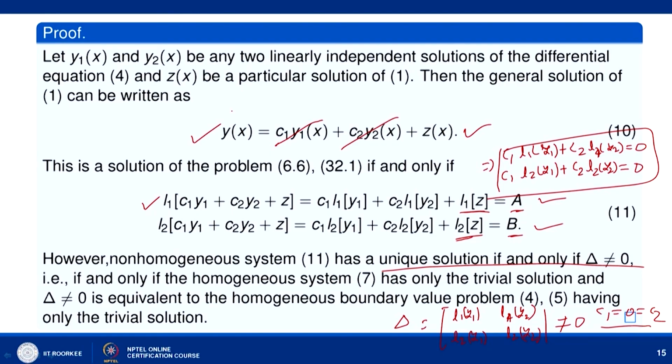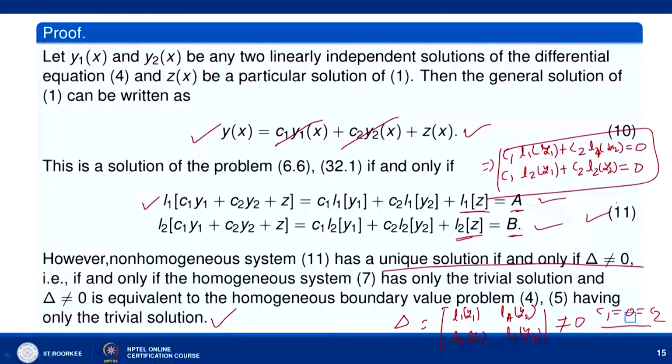So we can say that this non-homogeneous system has a unique solution if and only if delta is non-zero, and we can say that if and only if the homogeneous system has only the trivial solution and delta is not equal to 0, it is equivalent to the homogeneous boundary value problem having only the trivial solution. That is what we want to conclude from this equation. So, from 11 you can conclude that a trivial solution for the homogeneous boundary value problem is equivalent to saying that we have a unique solution for the non-homogeneous boundary value problem with non-homogeneous boundary conditions.